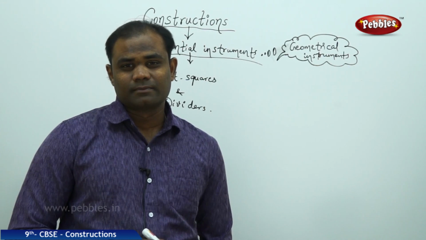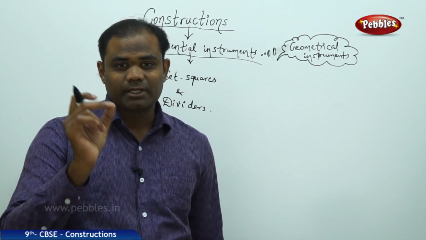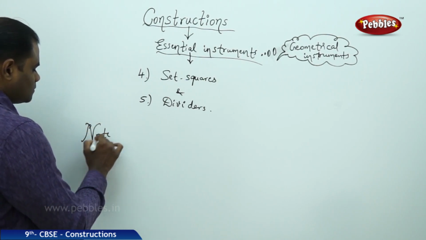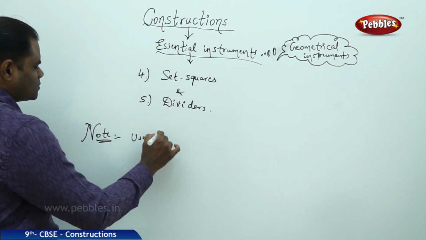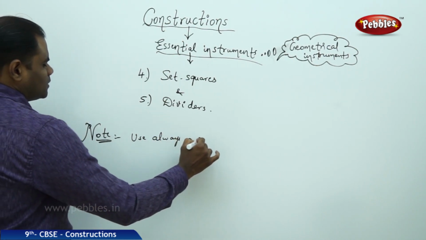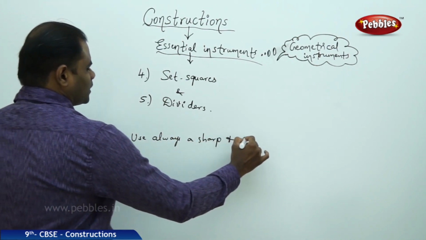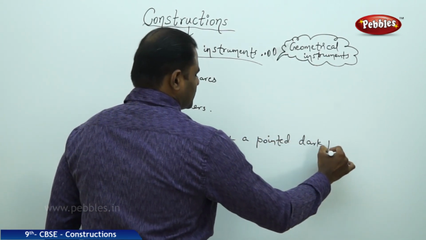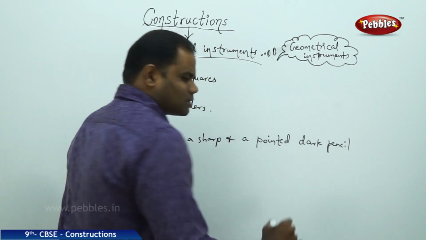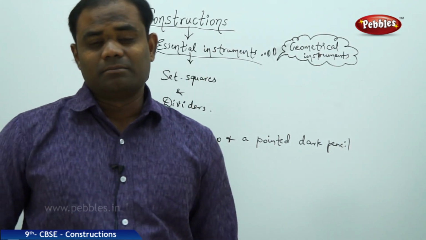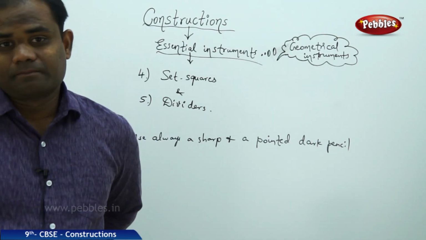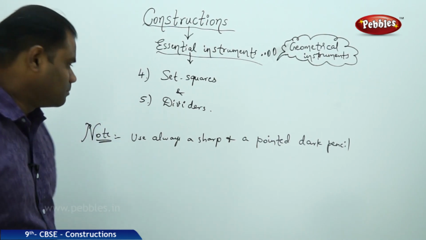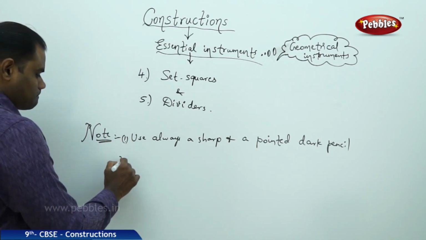This is how we need to use the set of geometrical instruments in construction. One of the most important concepts in construction is that you should always use a sharp and a pointed dark pencil. It is not suggestible to use a light pencil because the visibility would not be clear. Hence, always use a sharp and a pointed dark pencil is one of the biggest notes out here.